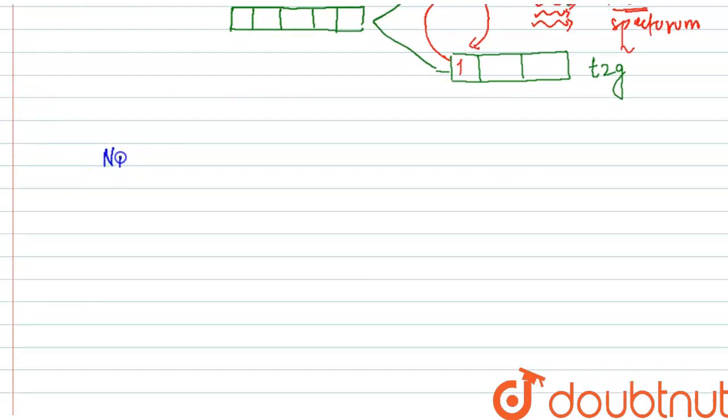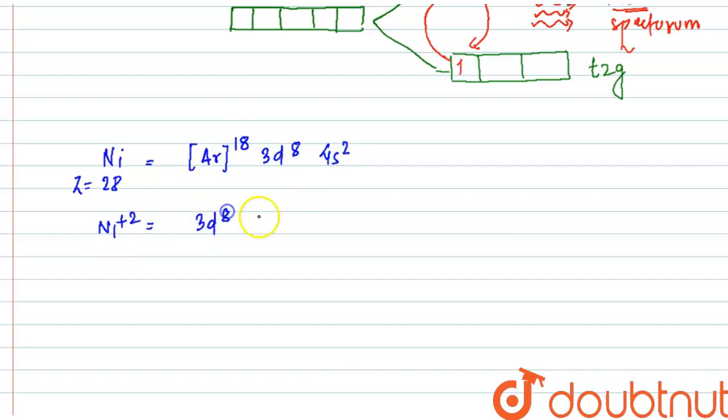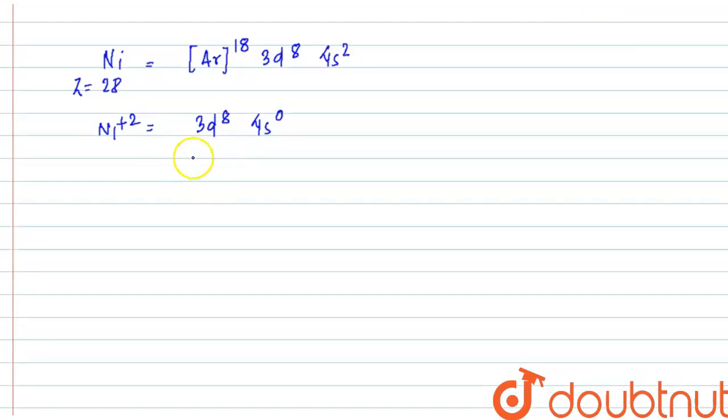So the first one that we have is nickel plus 2. Nickel with atomic number 28 has the electronic configuration of argon, filled with 18 electrons, then we have 3d8 and 4s2. Now nickel in plus 2 oxidation state has 3d8 and 4s0. So this is the electronic configuration of nickel in plus 2 oxidation state.